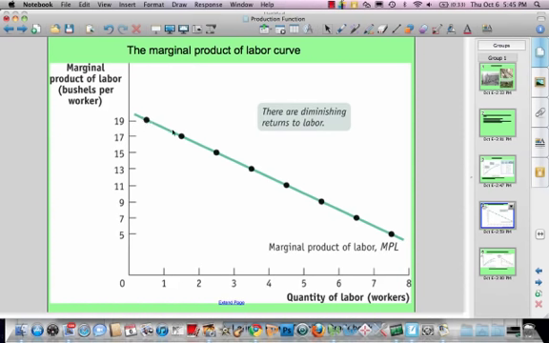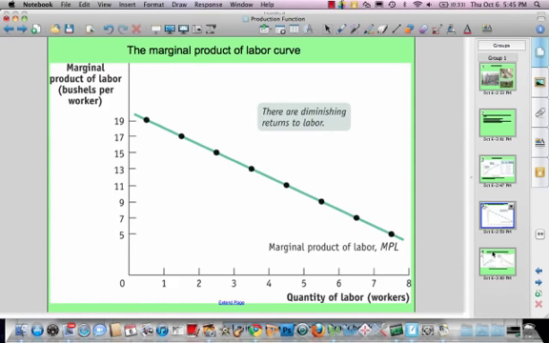You'll see we'll go 19, 17, 15, down and down. Here, even as it says, there are diminishing returns to labor. So each incremental unit of labor that you put into the system is going to return a decreasing amount, otherwise known as the marginal product of labor.